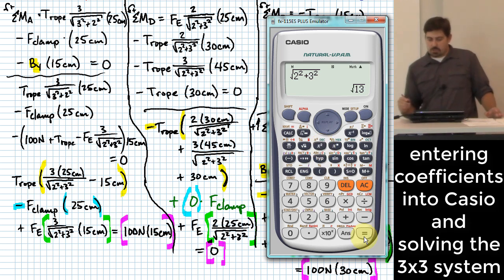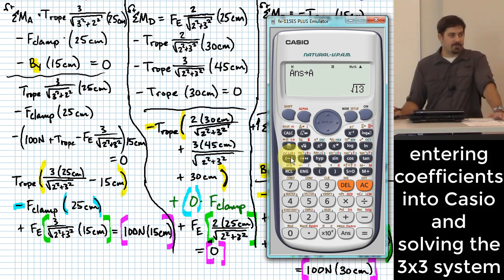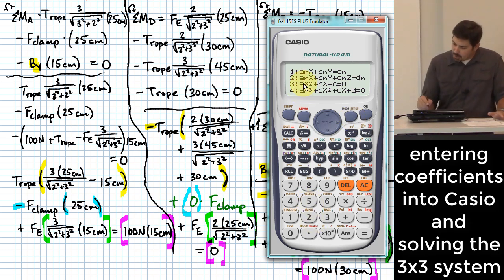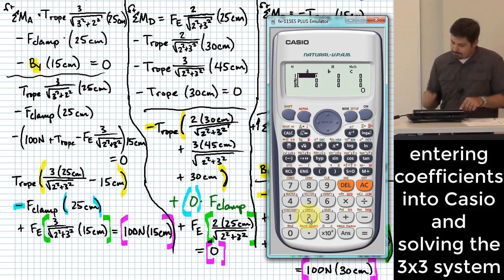Okay? And I'm going to store this into variable A. That way I don't have to type that every time. Okay? So having done that, let's get into mode 5 on this calculator. Gets you into equation mode. In that mode, it shows you that option 2 there is a 3x3. Okay? AN, BN, and CN are the coefficients of your equation. DN is your constant terms. Okay? So we're going to pick 2.